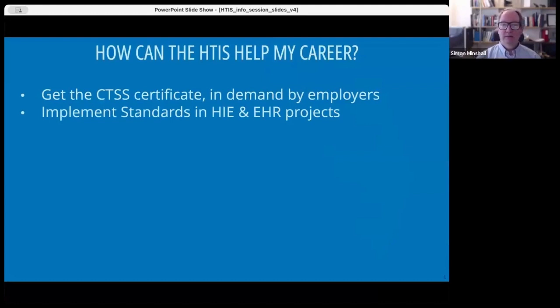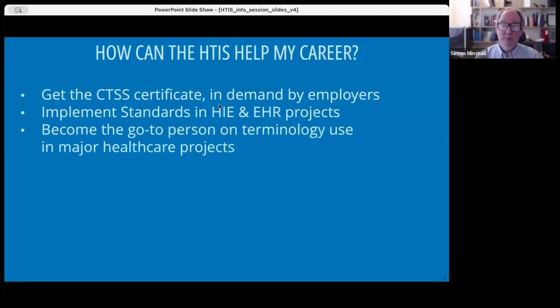So, well, the main reason for doing this course is to earn the Certified Terminology Standards Specialist certificate from the CHIMA CCHIM. Okay, this is in demand by employers. There are more employers that are posting jobs that require the CTSS. This program is how you get that. Once you're in, meaning employed and engaged in this meaningful work, you could work towards implementing standards in health information exchange or electronic health record projects.